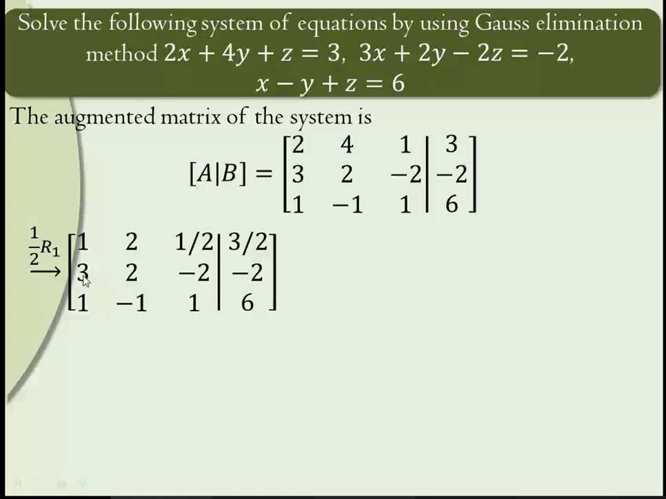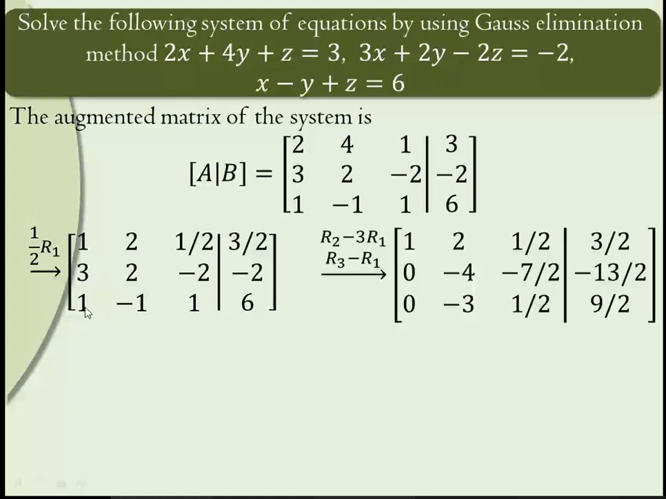So it will be R2 minus 3R1, R3 minus R1. So do the corresponding changes in the rest of the elements also. So it becomes 3 minus 3 into 1, 2 minus 3 into 2, minus 2 minus 3 into half, minus 2 minus 3 into 3 by 2. That gives us these elements. R3 minus R1 will be 1 minus 1, minus 1 minus 2, 1 minus half, 6 minus 3 by 2. Okay, we are using this operation to get these elements.